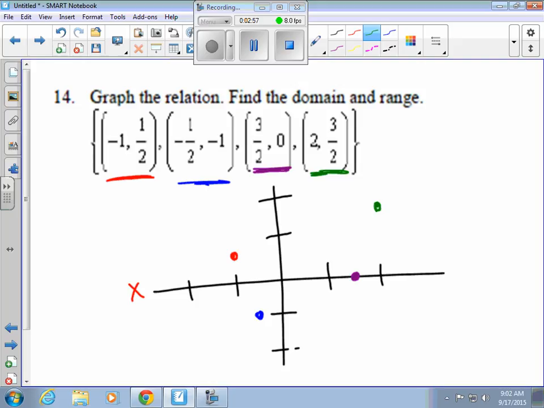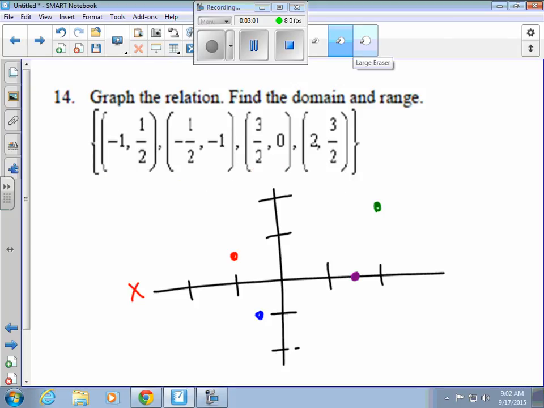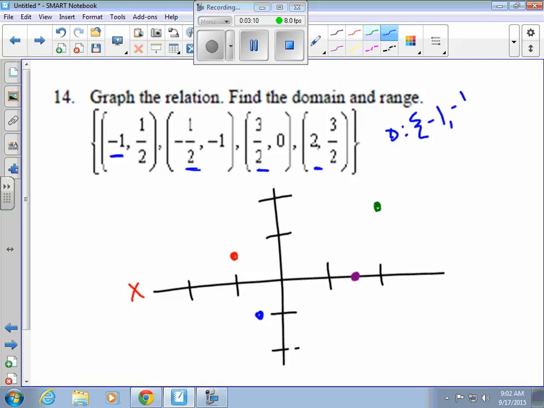Then find the domain and range. Again, same thing. Your domain are each of your x values. This one, this one, this one, and this one. So your domain, if it's listed properly, is -1, -1/2, 3/2, and 2. There's your domain. Your range are all of your y values: 1/2, -1, 0, and 3/2.